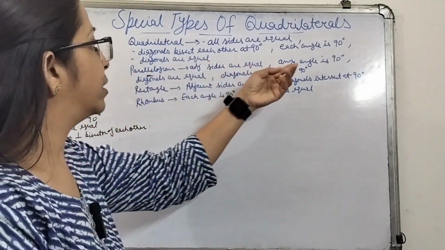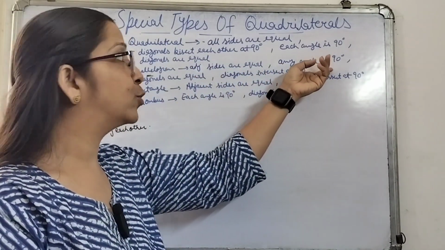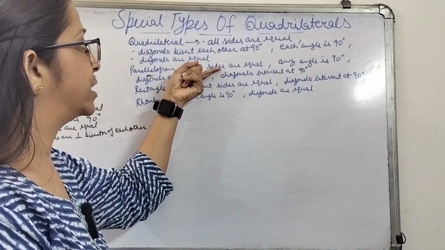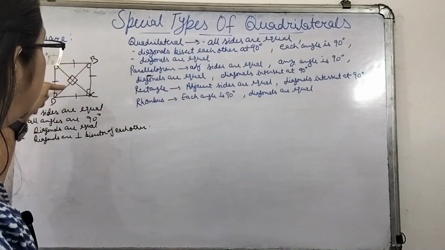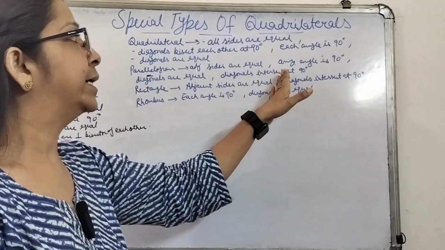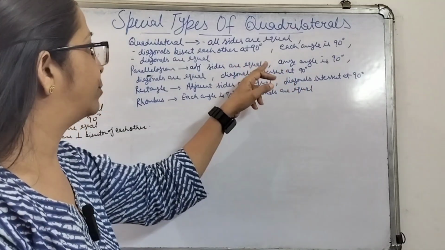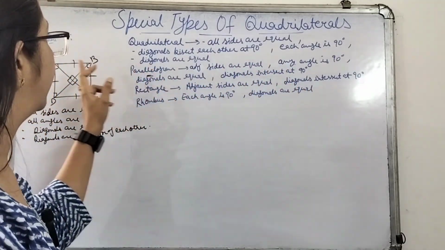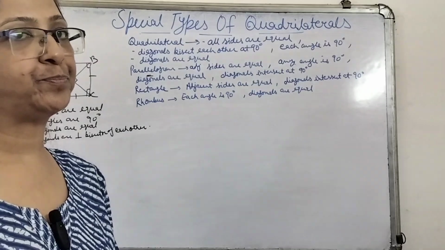So if any angle is 90 degrees, we can prove any adjacent sides are equal, or the diagonals are equal and the diagonals intersect at 90 degrees. If we can prove that, then we can say that the given parallelogram is a square.